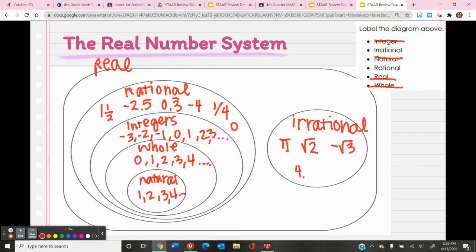If you get a number like 4.2467769 that has no pattern to it, that's also irrational. So rational numbers here, you can either have a repeating decimal, or you can have a terminating decimal, or it can be a fraction. So repeating, terminating, decimal, or a fraction.